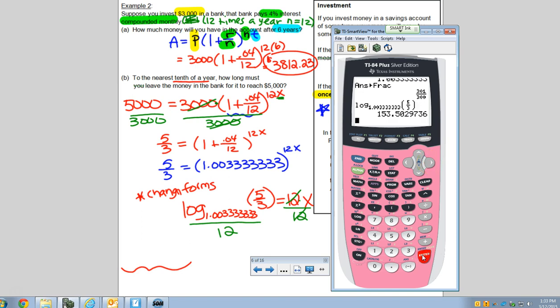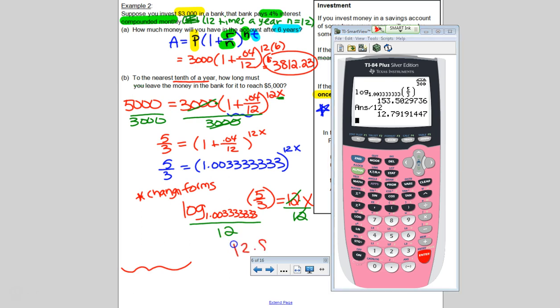Oops. And then all of that divided by 12. And so my final answer is it will take 12.8 years for that to happen. Again, if you do the take the log of both sides way, that is fine also. That's the more popular, common way you'll see in books.